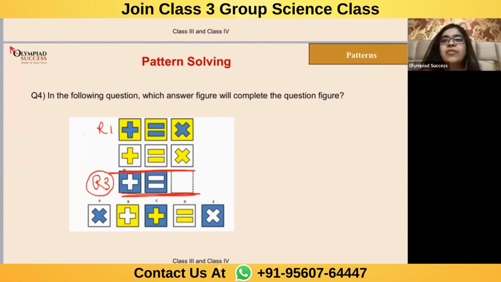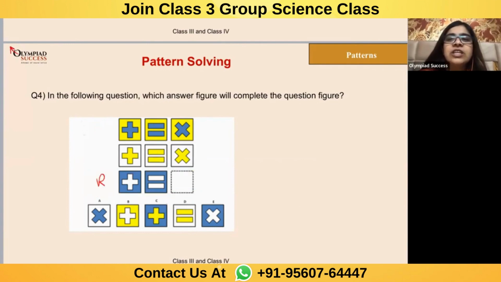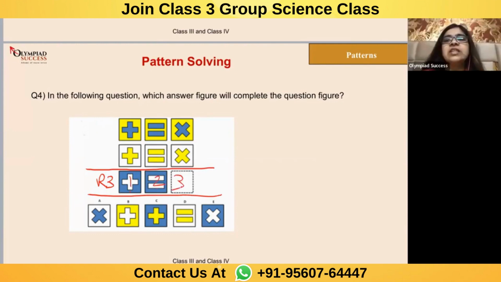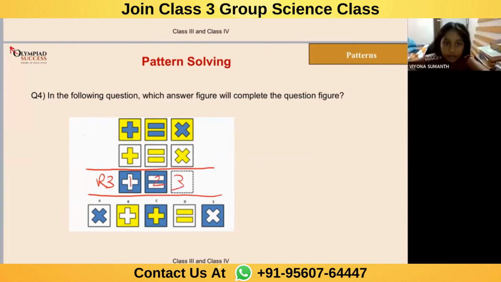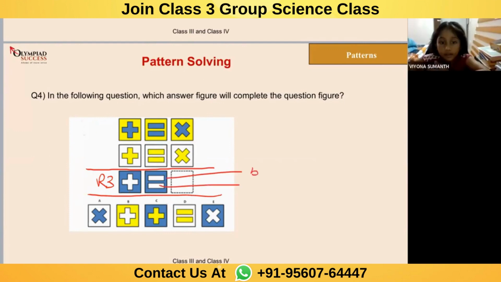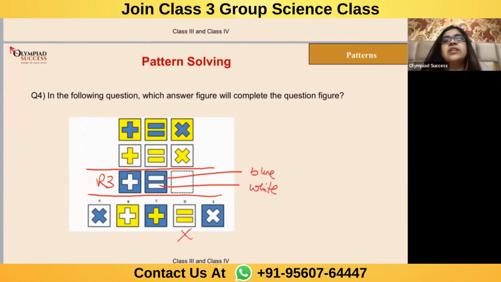Vyana, what are you saying? Row 3 is this, what I am talking about. 1, 2, 3. 1, 2, 3. These 3. Yes, ma'am. What is the background color? Blue. What is the inside color? White. Done. Now you were saying D is the answer. Why is it wrong?